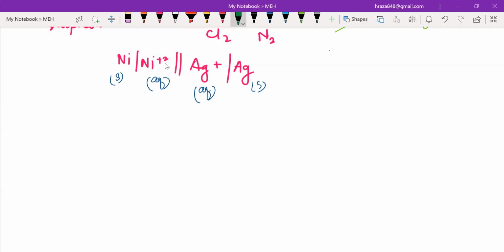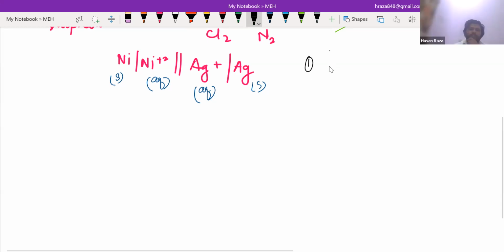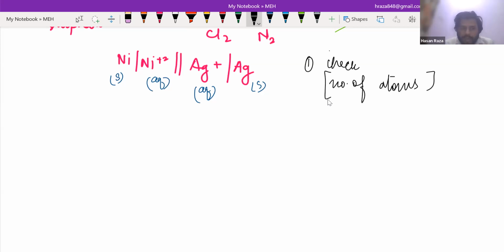Sir, would it be like 2Ni plus Ag plus giving rise to Ni plus 2 plus Ag? Do you know how to check whether your equation is balanced or not? Yes or no? First, what is your first step? Just check if the number of atoms are balanced or not. Whatever is the number of different elements present on the left hand side, is it equal to the number of atoms on the right hand side? Yes or no?